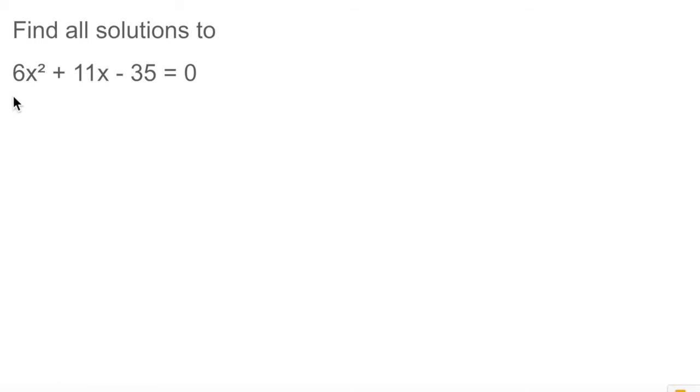So let's say we are faced with trying to solve this problem. It doesn't really lend itself very easily to either factoring or the complete the square method that we've learned so far. Another option is to use this quadratic formula. The quadratic formula looks like this.